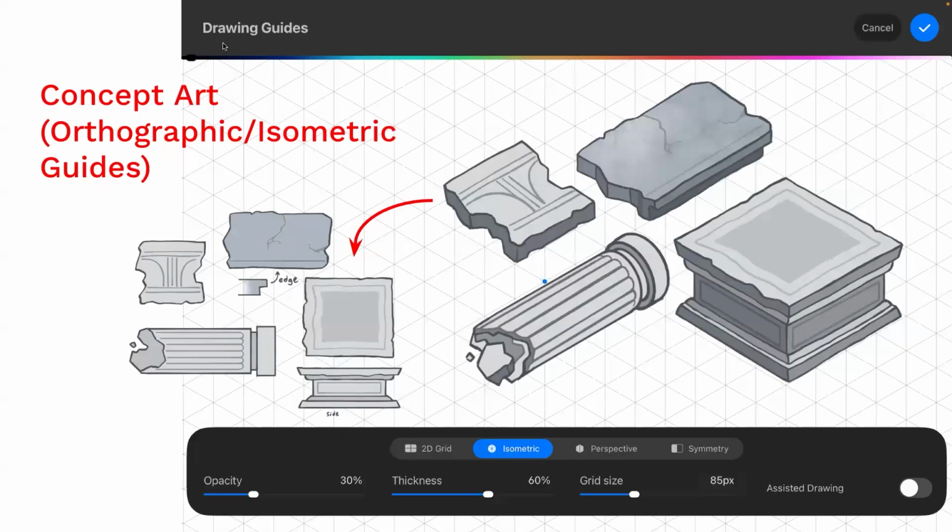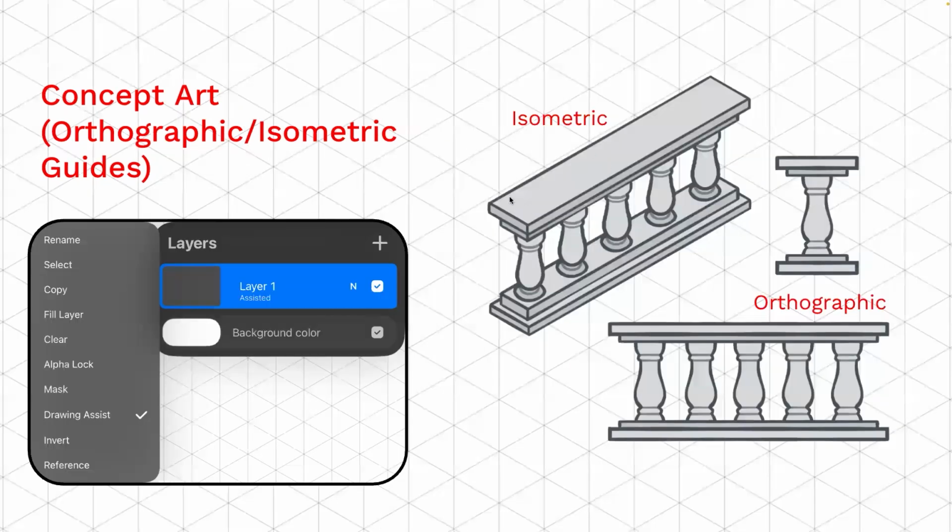If you want to draw in isometric or 2D grids, a lot of programs have drawing guides. In Procreate, you can use the wrench settings button, and then choose a drawing guide, and then you can choose from 2D, isometric, perspective, and customize it. And if you want to get your lines really clean and follow the guide, you can use Drawing Assist by tapping on the layer and then choosing that option.